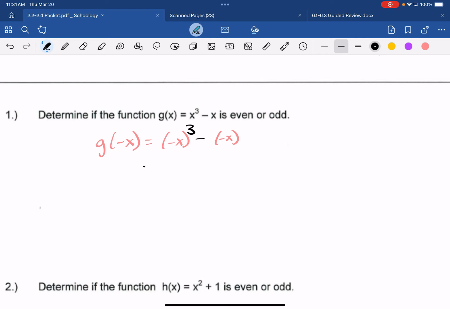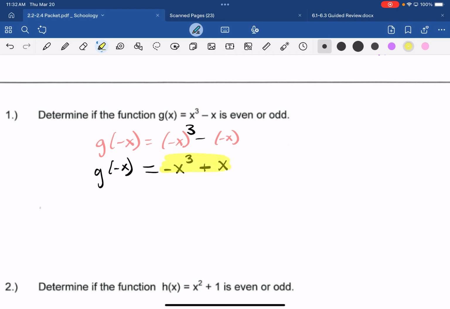So now let's just talk about how this simplifies. This is an odd exponent. So what's this going to end up as? Positive or negative? Negative. So it'll just be negative x cubed. And then I have a negative times a negative, which turns into a positive. Okay? So g of negative x equals negative x cubed plus x.